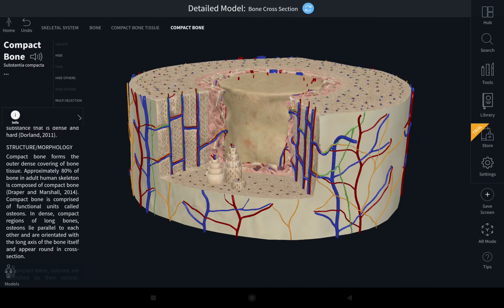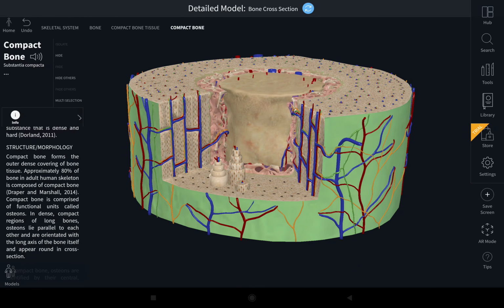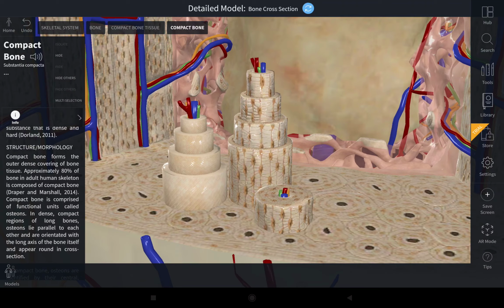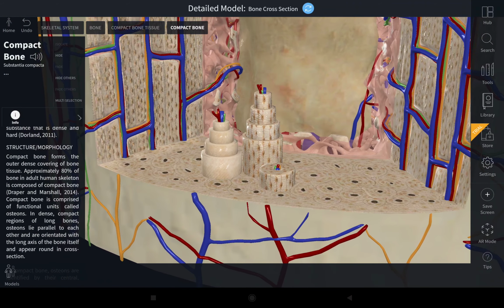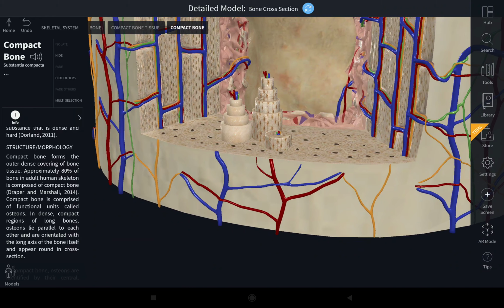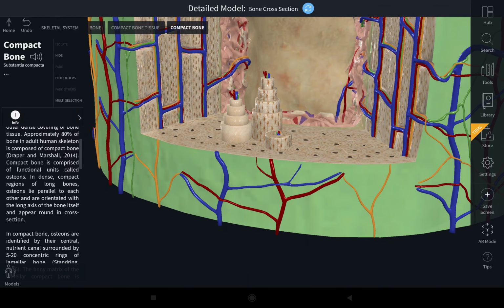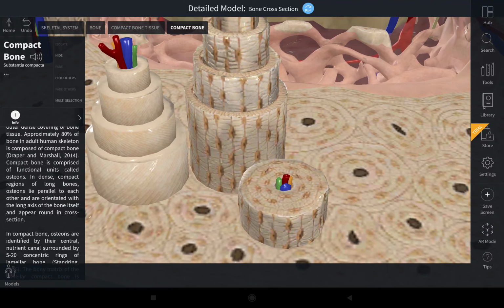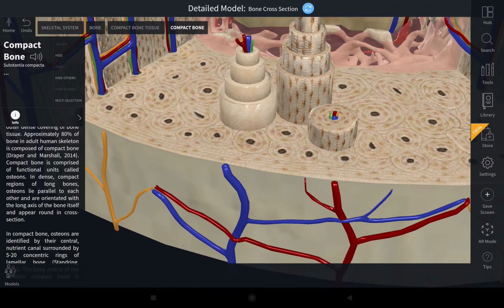Here we see the osteons. These are the osteons. These are the functional units of the bone. In dense compact regions of long bones, osteons lie parallel to each other and are oriented with the long axis of the bone itself and appear round in cross section. Here we see in cross section the osteons appearing round.